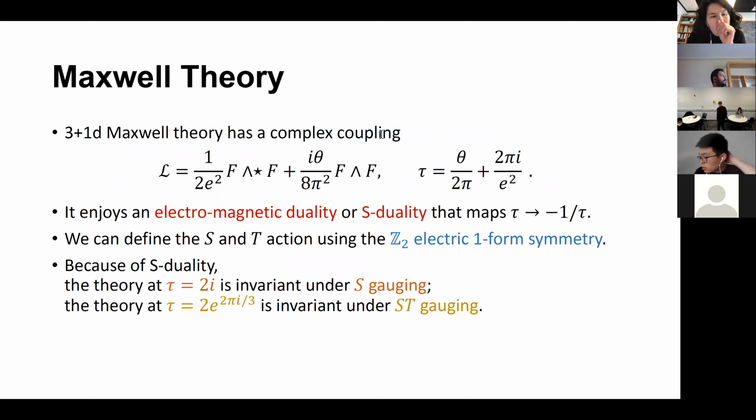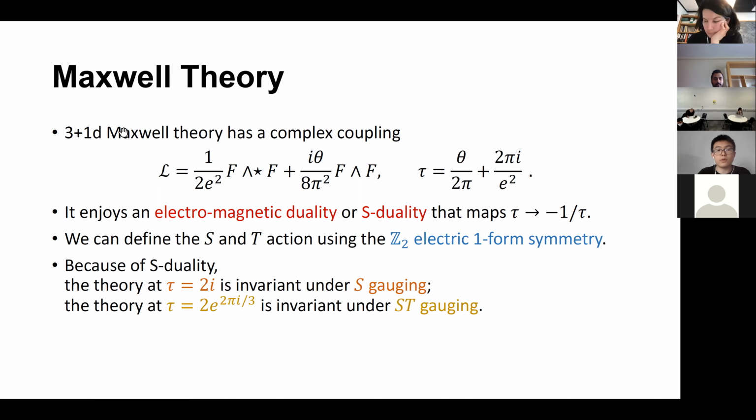Okay, so now I've discussed a lot of abstract operations, or abstract ways to define these non-invertible defects. Let me talk about concrete examples. So I will discuss Maxwell theory, specifically 3+1d Maxwell theory. A 3+1d Maxwell theory has a complex coupling, which is given by tau, and it is given by theta over 2 pi plus 2 pi i over e squared.